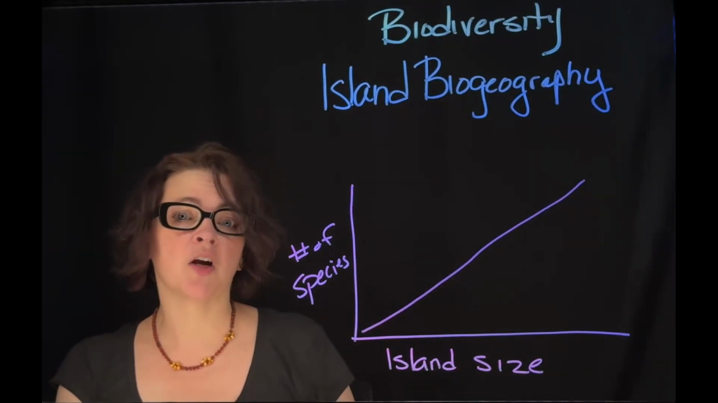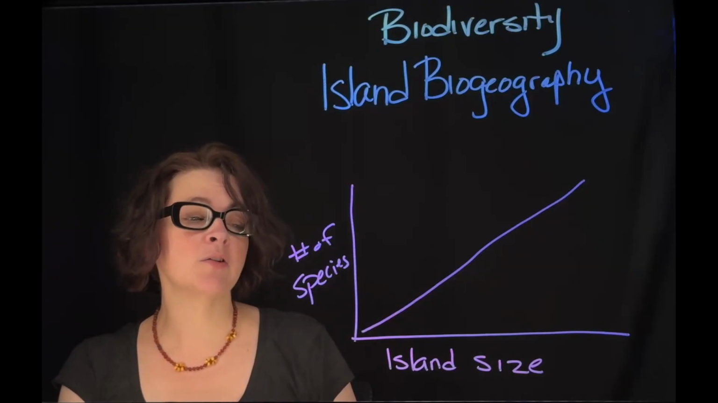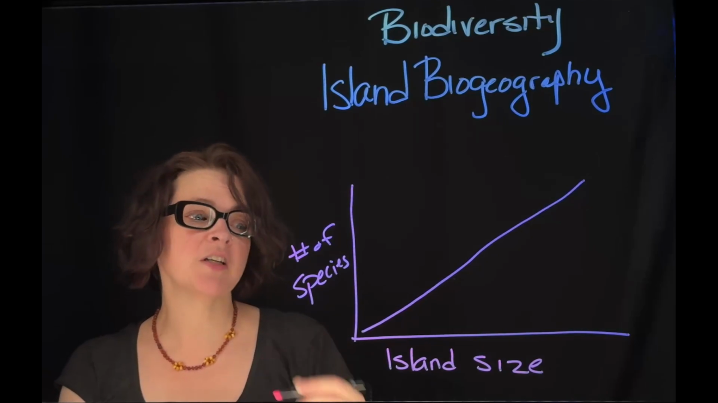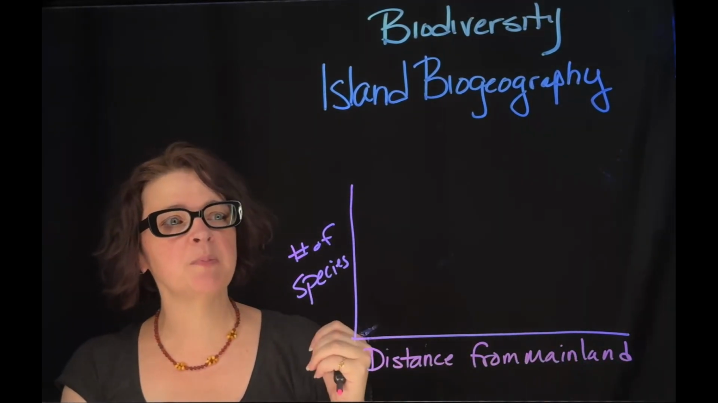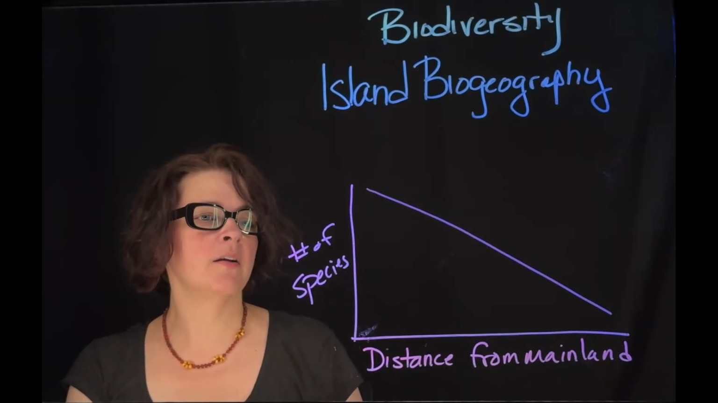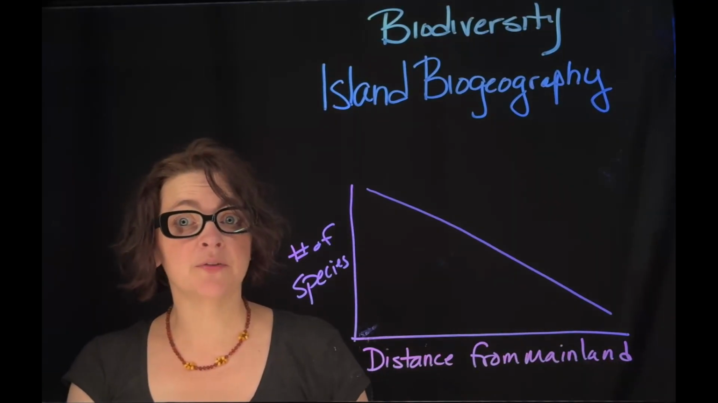So this is what our graph would look like, looking at island biogeography and the number of species, or species richness, versus island size. And if we're looking at distance from the mainland to the number of species, it's going to be an inverse relationship. So the number of species is going to go down the further away from the mainland we are.